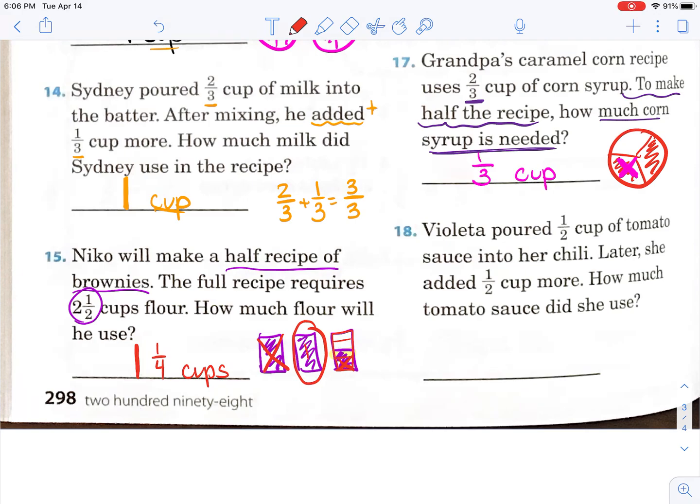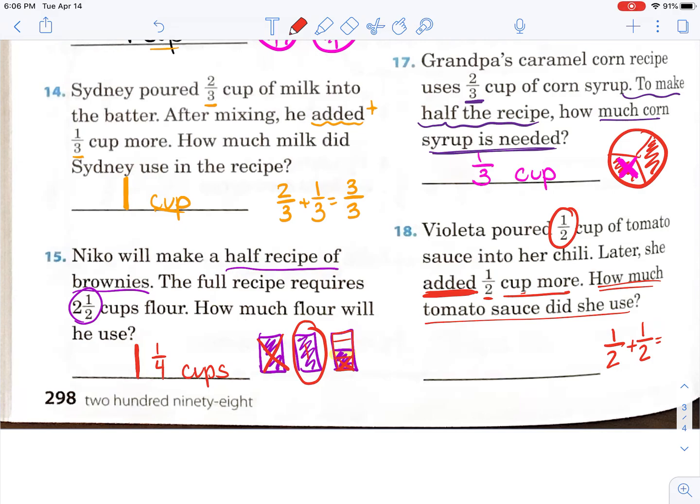Violetta poured 1/2 cup of tomato sauce into her chili. Later, she added, boys and girls, they tell you what you're going to be doing here, 1/2 cup more. How much tomato sauce did she use? So she had 1/2. And then she added, so what do you do? You're going to add 1/2 more. Kevin, are you showing your work?